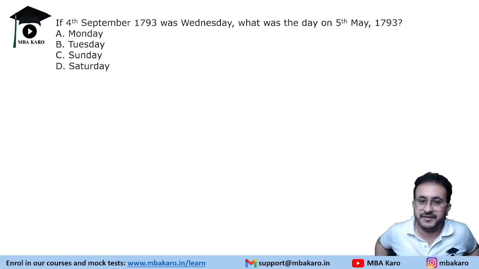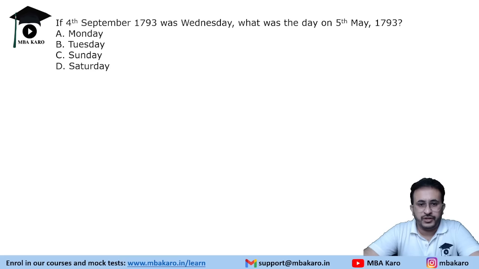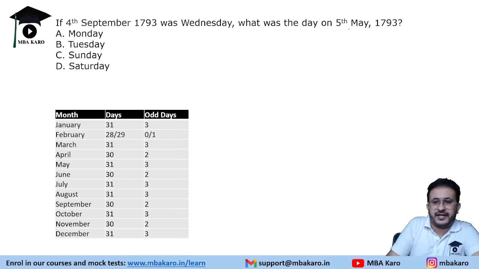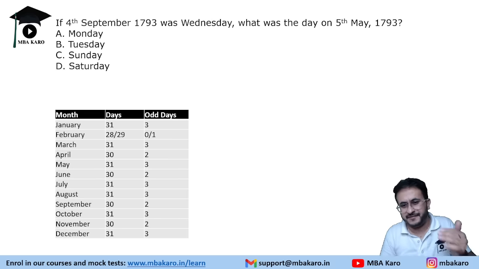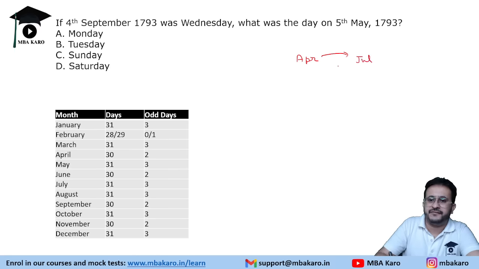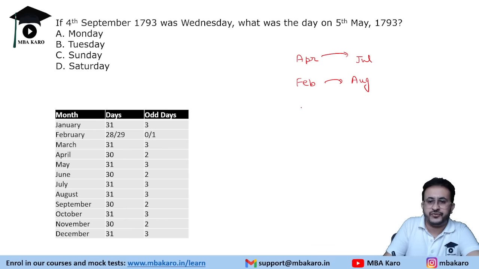Okay. If 4th September 1793 was Wednesday, what was the day on 5th of May 1793? Okay, so let's see the table over here. 4th of September is given and 5th of May is given. Now, what is different in this question is, in the previous questions, we were going ahead, like we were going from April to July, right? In one question, we were given February, and we found something in August. Okay, we were going ahead. Now, in this question, we have to go behind. So, we are given September and we have to find May. So, we have to go behind.